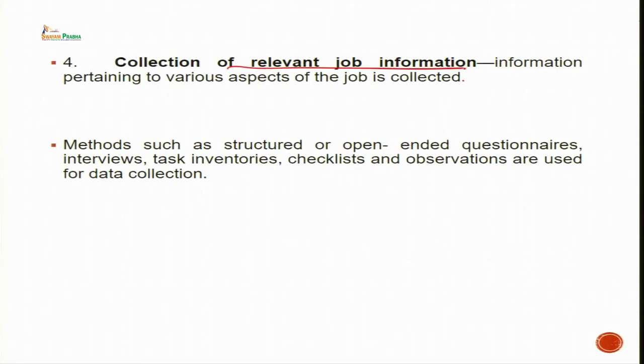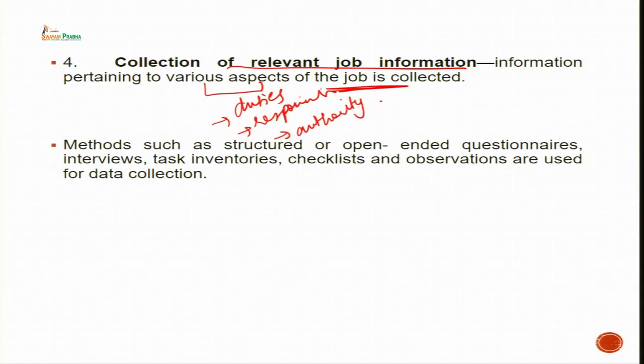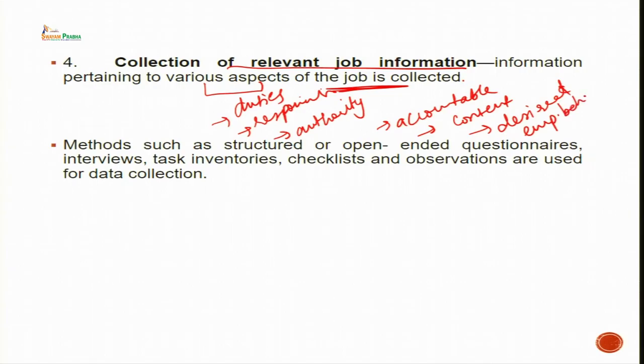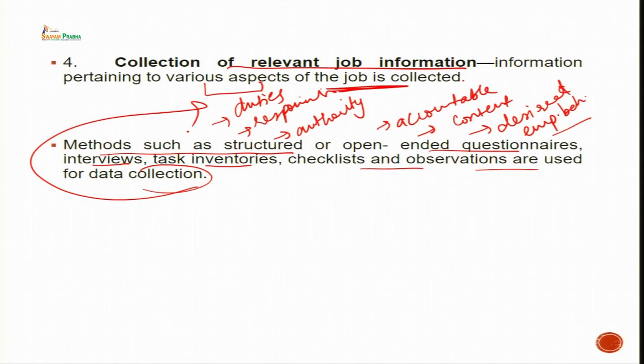Next is collection of relevant information. So information pertaining to various aspects of the job is collected. Various aspects here include duties of the job, responsibilities of the job. Along with duties and responsibilities, what is the authority vested in that position is important. Where the job is accountable, so accountability of the job, content of the job also, and most importantly, what is the desired employee behavior from that job. All this information is collected. And how are these things collected? These include methods such as structured and open-ended questionnaires, interviews, task inventories, checklists and observation. They are used to collect the data pertaining to all the information related to the job.